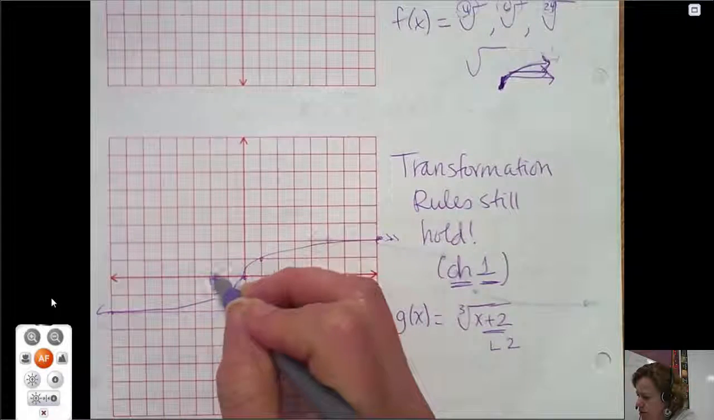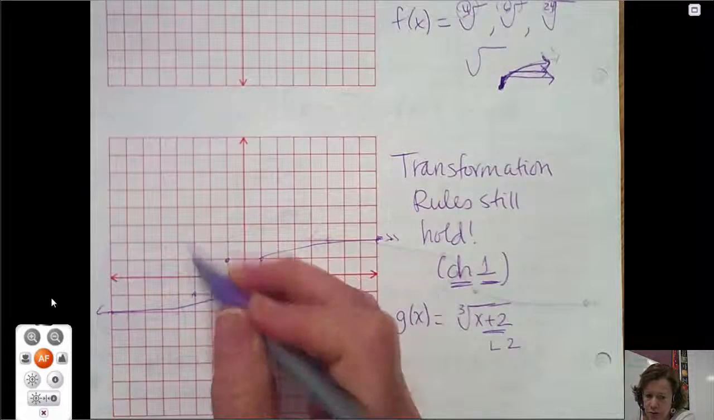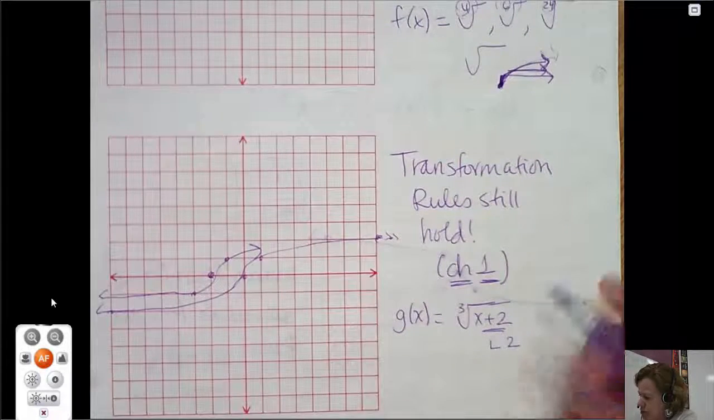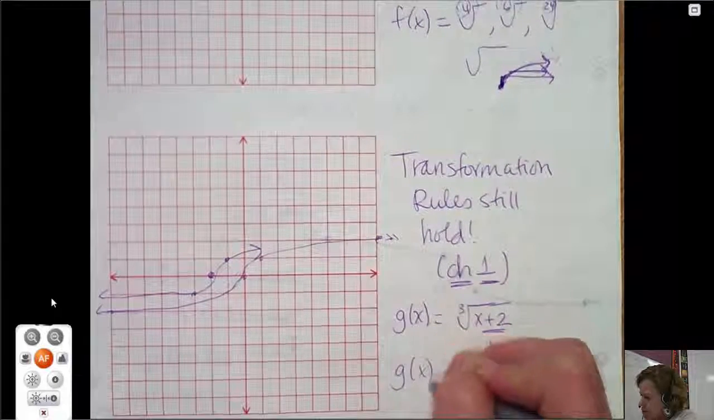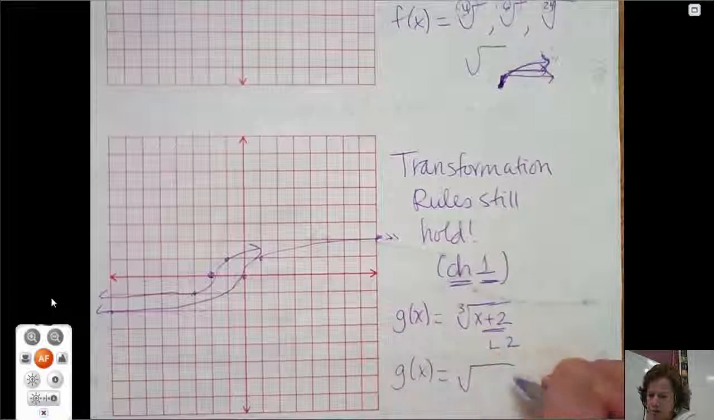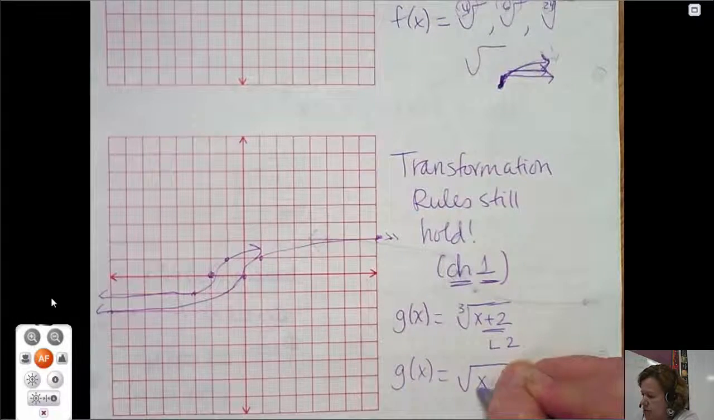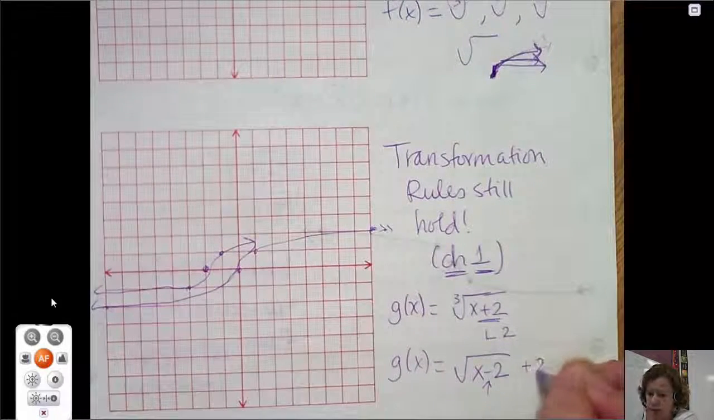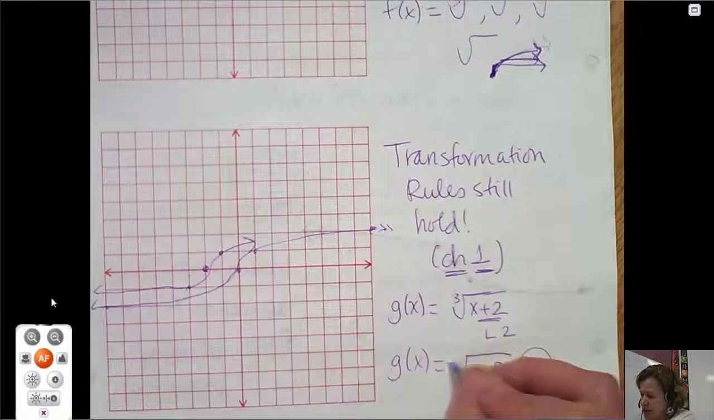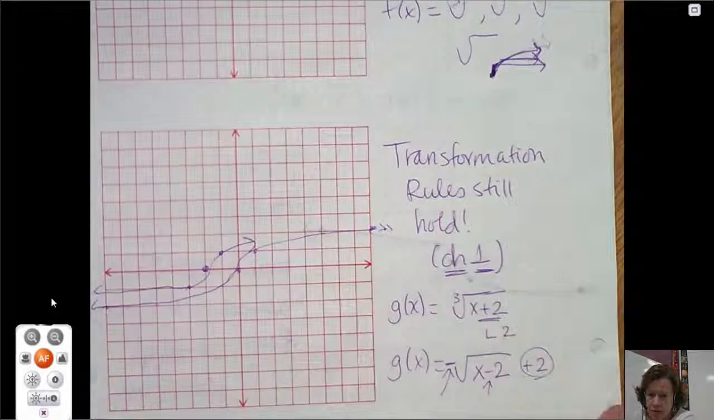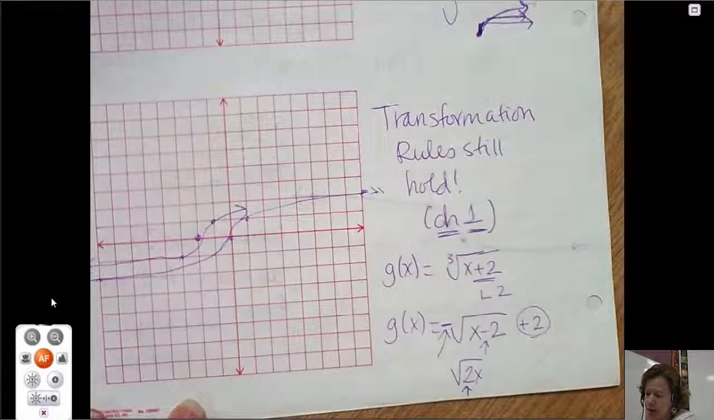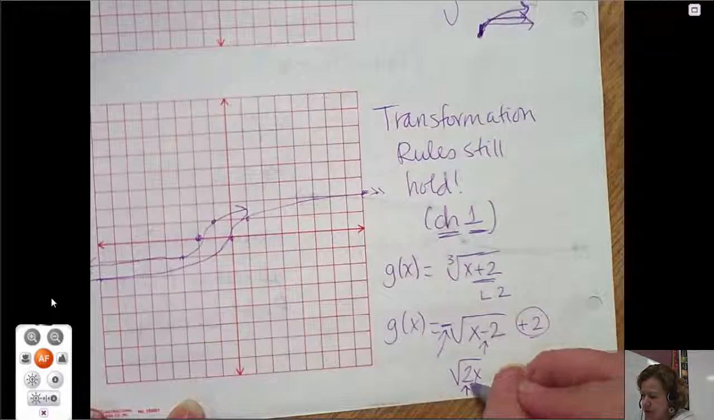Nothing at all has changed about our transformations. If I have g of x equals the square root of x minus 2, that takes me to the right 2. If there's a plus 2 at the end, that's up 2. If there's a negative out front, that's a reflection over the x-axis. If there's a number inside, that's a horizontal dilation. This 2 inside is a horizontal shrink of 1/2. If there's a number on the outside, it's a vertical stretch of 2.